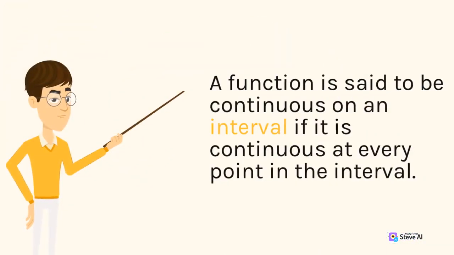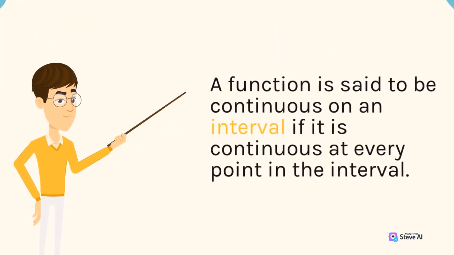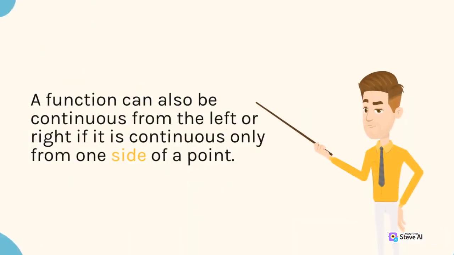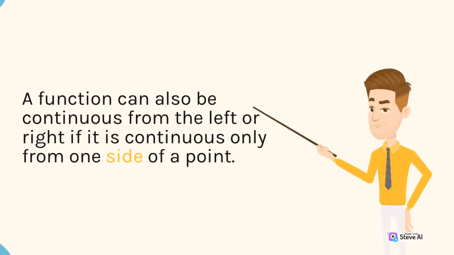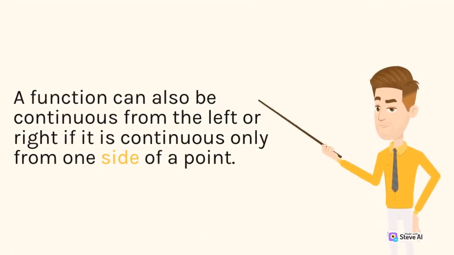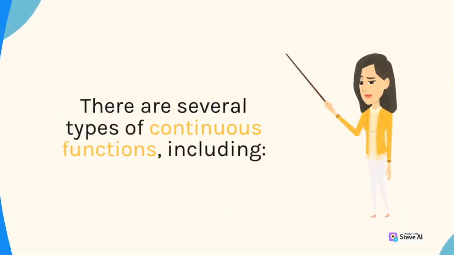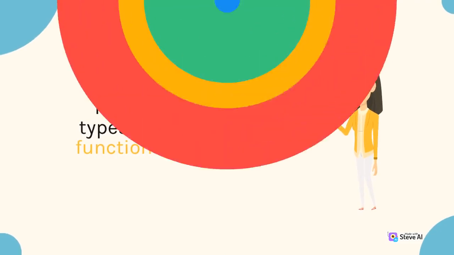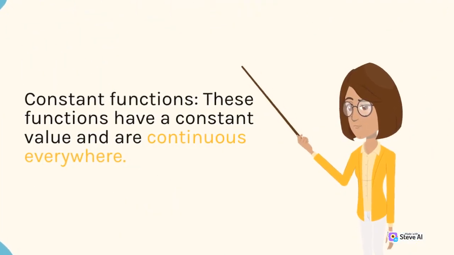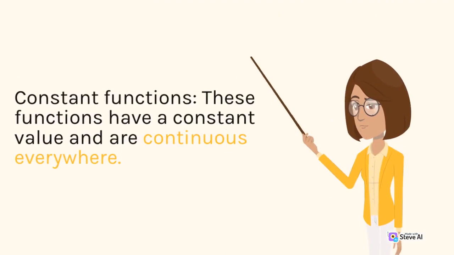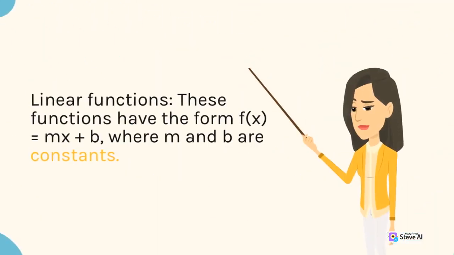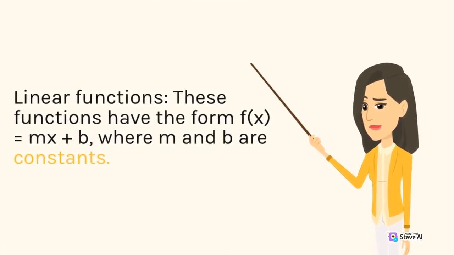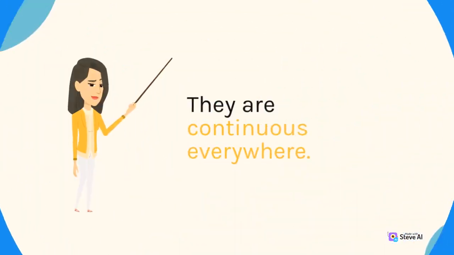A function is said to be continuous on an interval if it is continuous at every point in the interval. A function can also be continuous from the left or right if it is continuous only from one side of a point. There are several types of continuous functions, including constant functions. These functions have a constant value and are continuous everywhere. Linear functions. These functions have the form f(x) = mx + b, where m and b are constants. They are continuous everywhere.